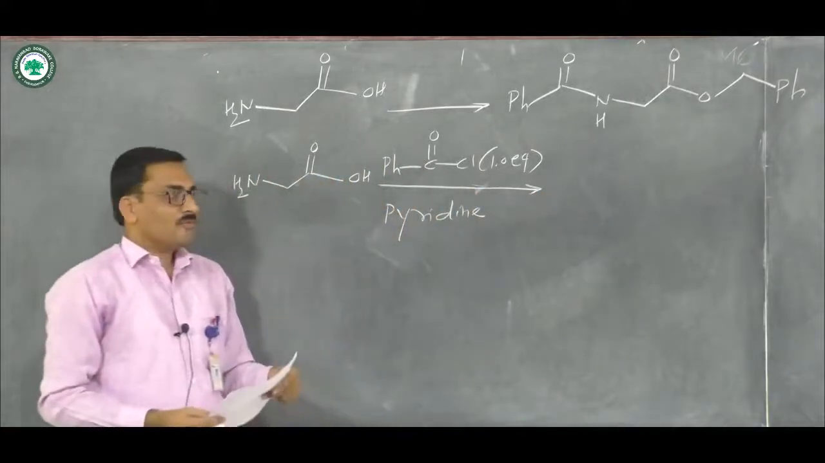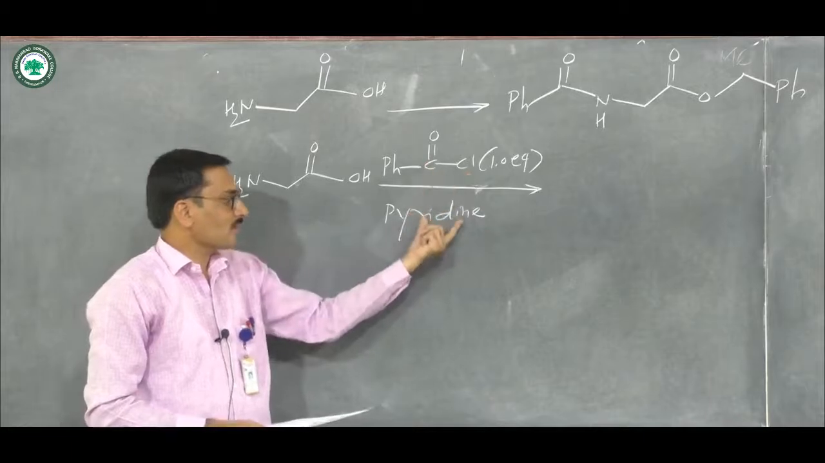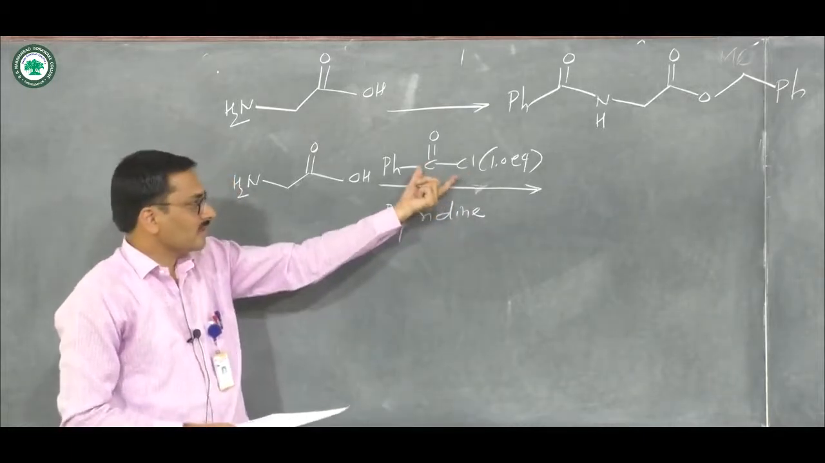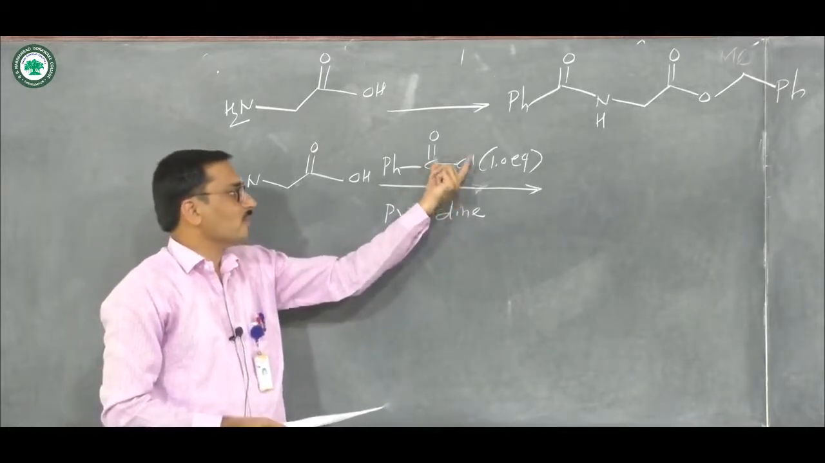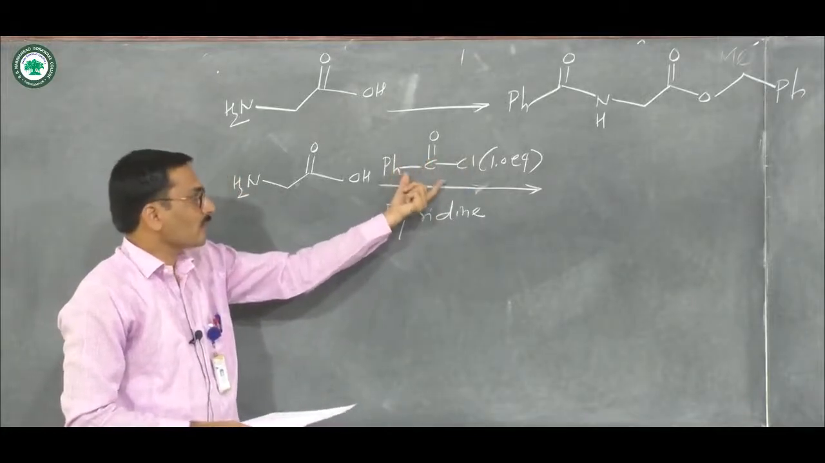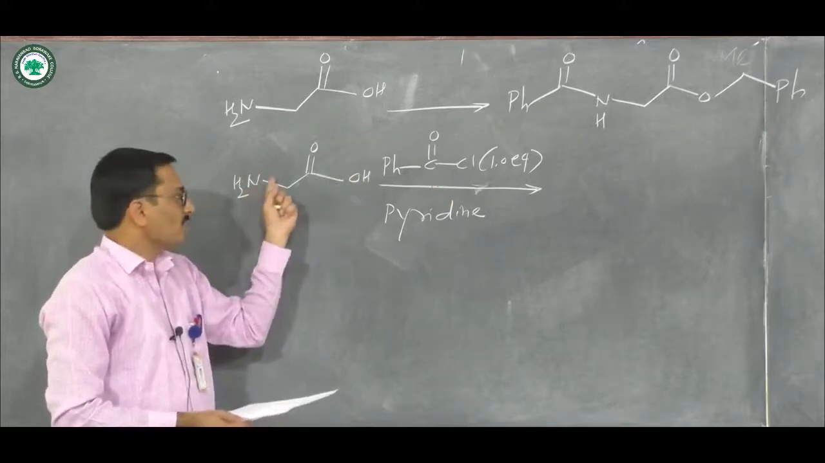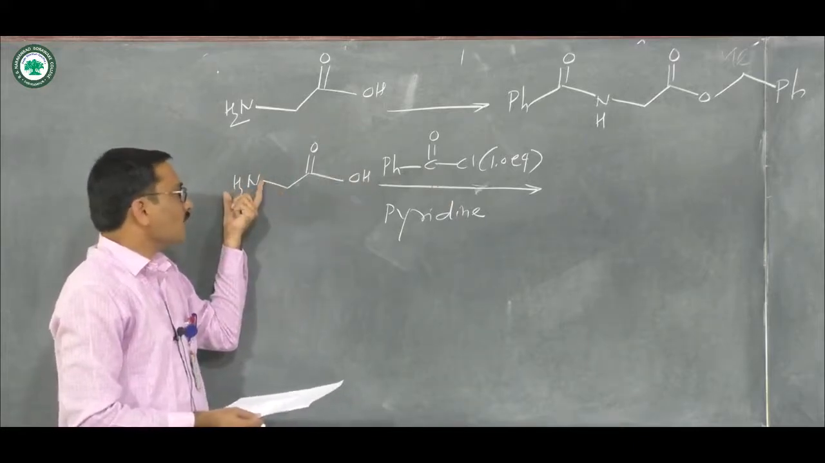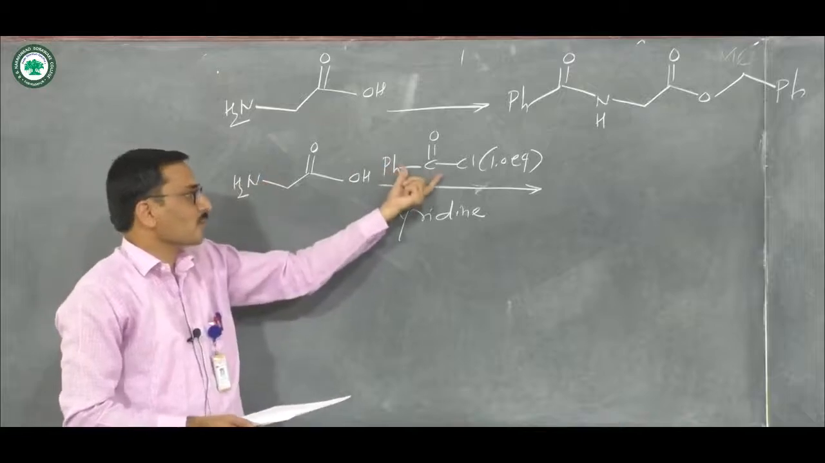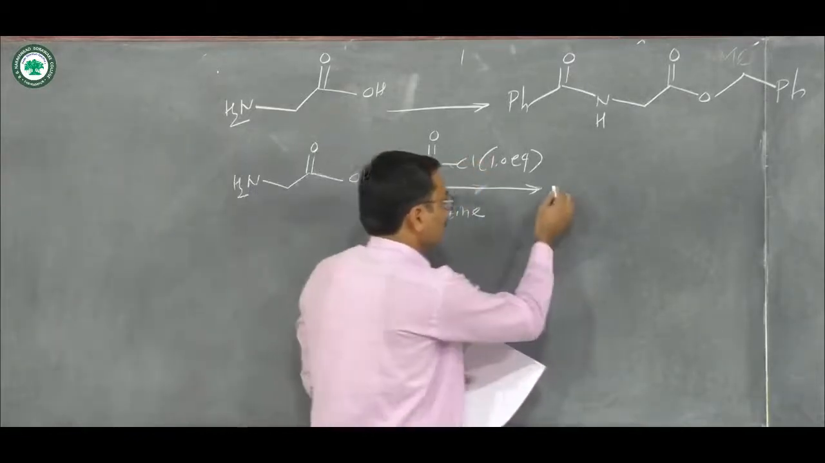In the first step, we use benzoyl chloride in the presence of pyridine, but in this case we use only one equivalent of this benzoyl chloride. So in the first step, this benzoyl chloride undergoes reaction with this given amino acid molecule, so that the NH2 reacts with this benzoyl chloride and there is formation of the NBz group.